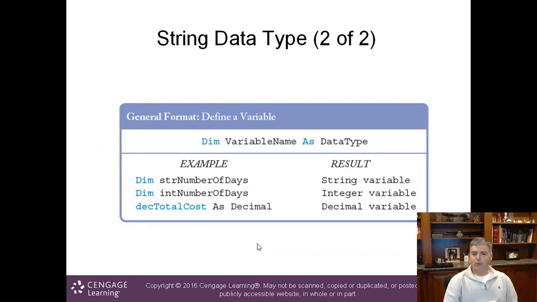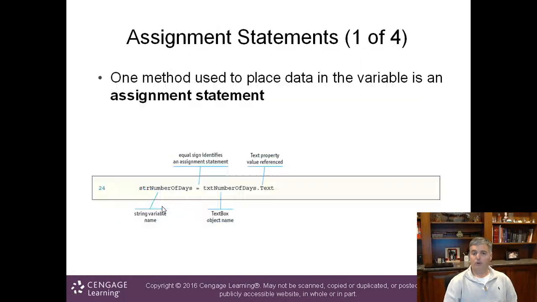Just a couple examples of some other simple data types we have. We have string data types, integer data types, and decimal data types. You can see in this example, string starts with str, integer starts with int, and decimal starts with dec. Just our naming convention that we're going to be dealing with as we go forward. So after we declare our variable, then we want to get the value that is in the text box into that variable.